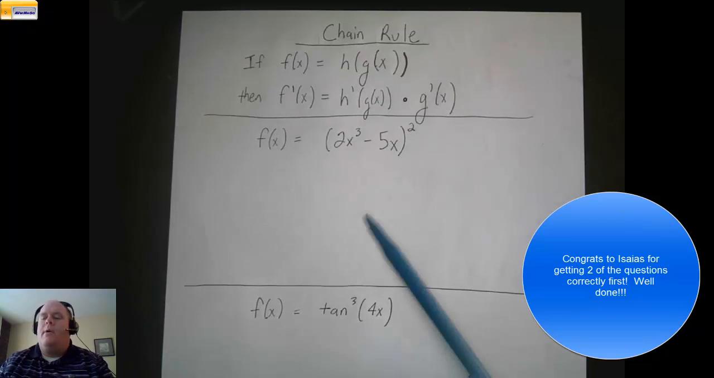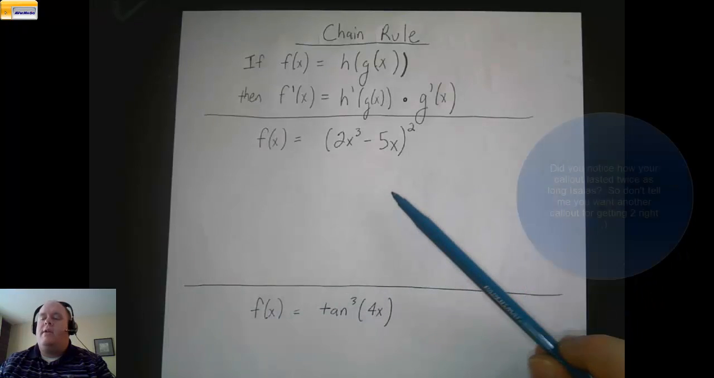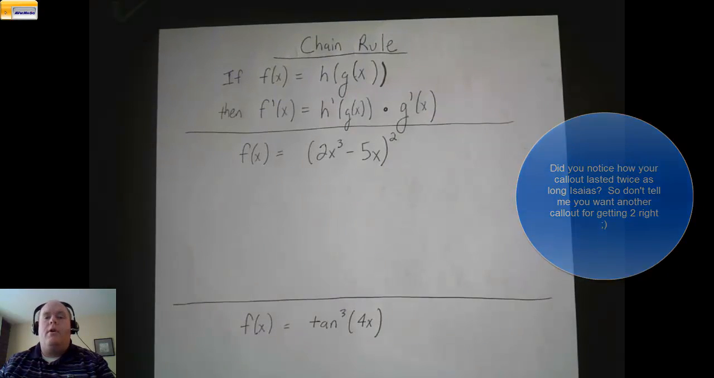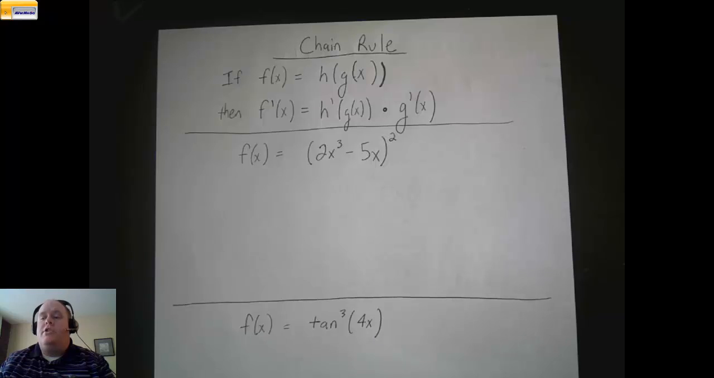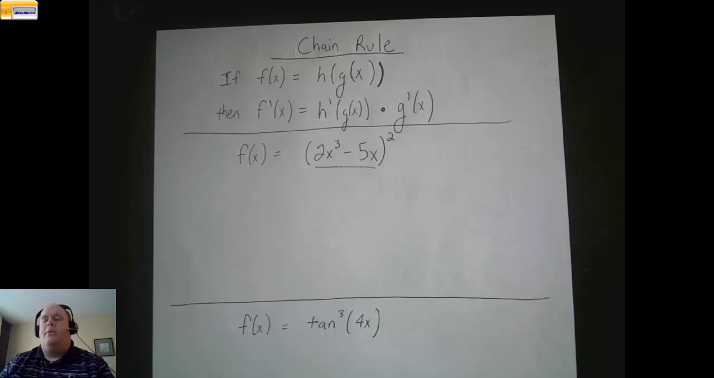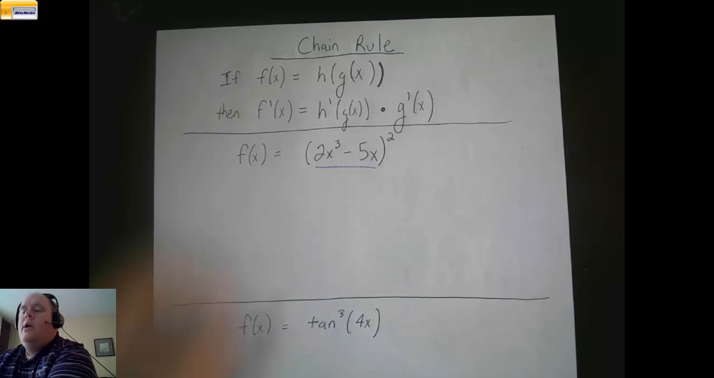So the first problem we have here says f of x equals the quantity 2x to the third minus 5x, quantity squared, and we want to take the derivative of that. So let's see if we can. Well, first of all, we have the inside function and the outside function. The inside function is everything right here inside the parentheses. The outside function is the fact that it's squared.